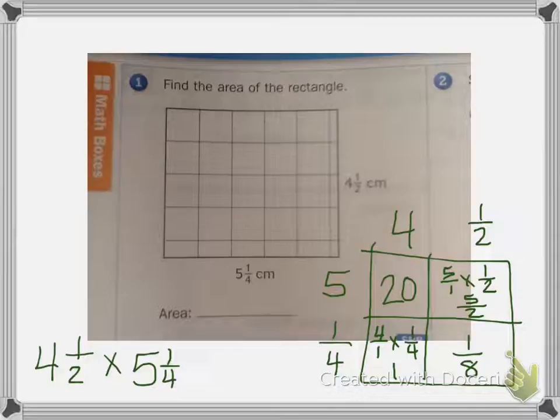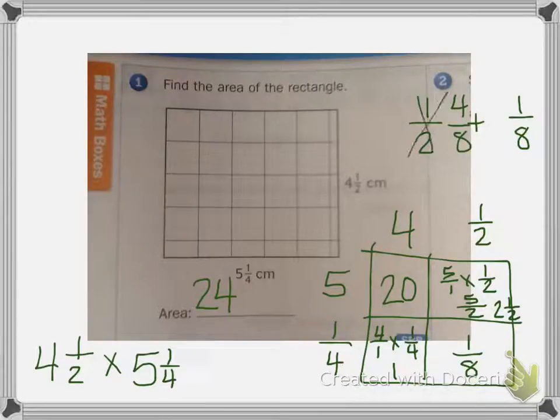Now we need to add them all together. So 5 halves is 2 1/2. So if we add our whole numbers, we have 20 plus 1 plus 2, which is 24. Then we need to add our fractions, which is 1/2 plus 1/8. 1/2 equals 4/8. So 4/8 plus 1/8 is 5/8. So our answer is 24 and 5/8.